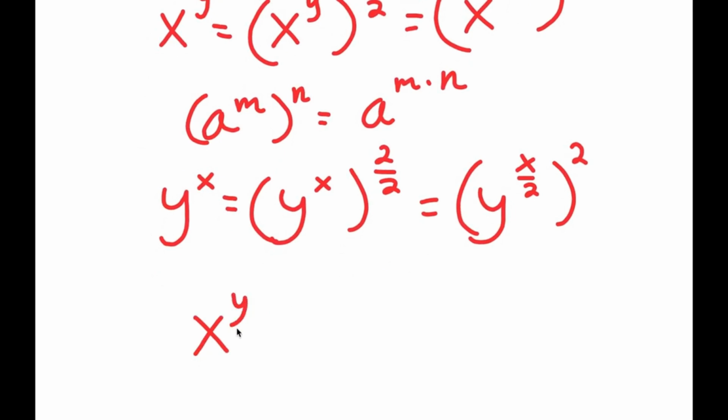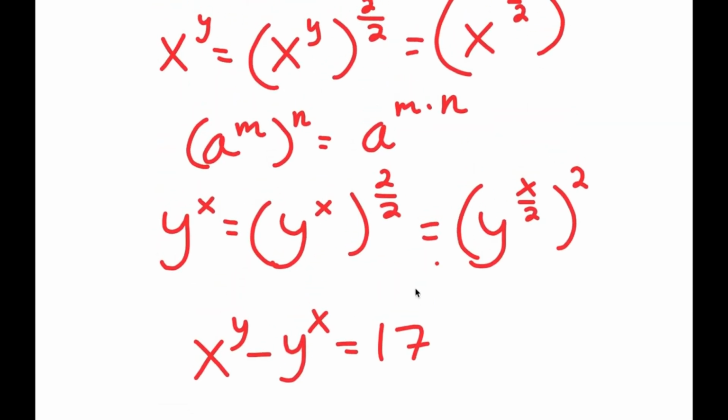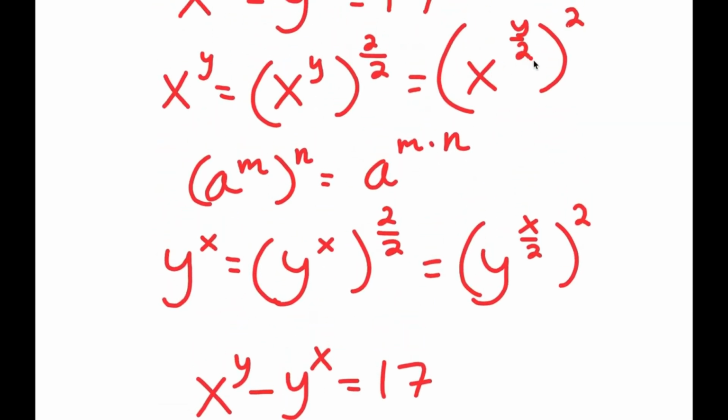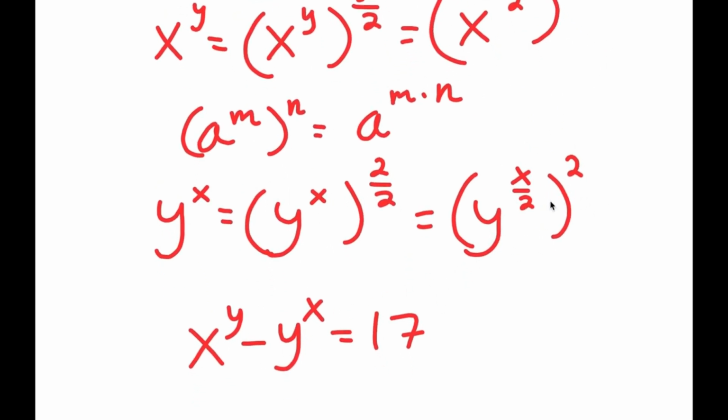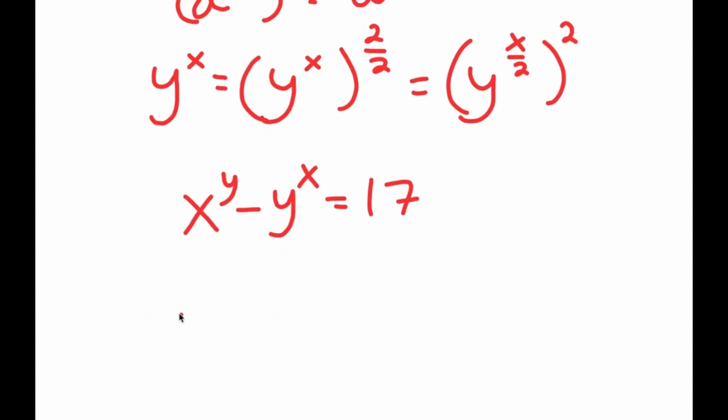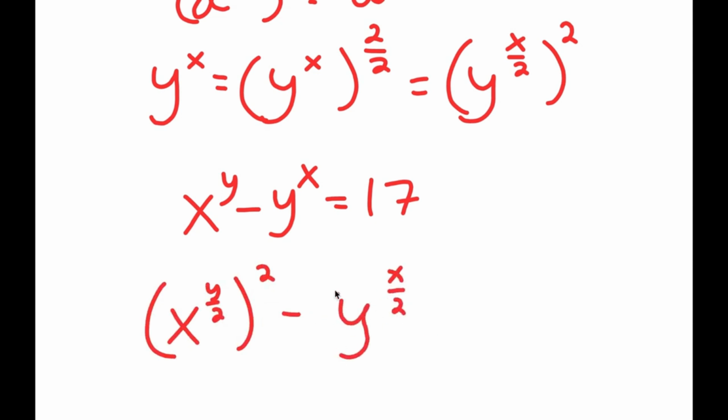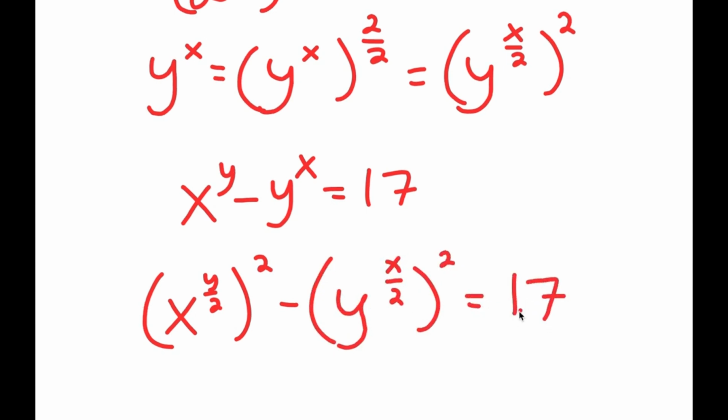Now from here, remember my original equation was x to the power of y minus y to the power of x equals 17. Now I can replace x to the power of y with x to the power of y over 2 to the power of 2, and y to the power of x with y to the power of x over 2 to the power of 2. So now I get x to the power of y over 2 to the power of 2 minus y to the power of x over 2 to the power of 2 is equal to 17.